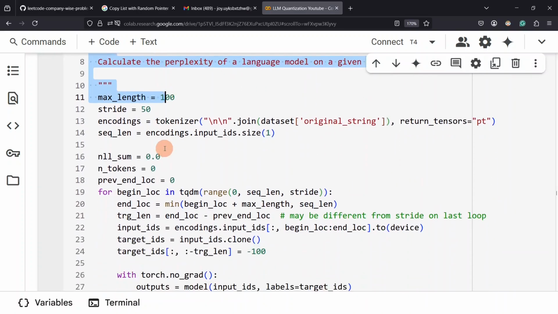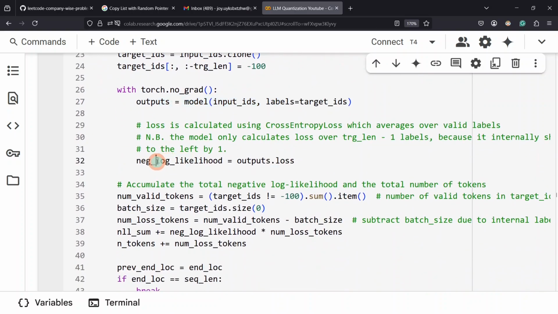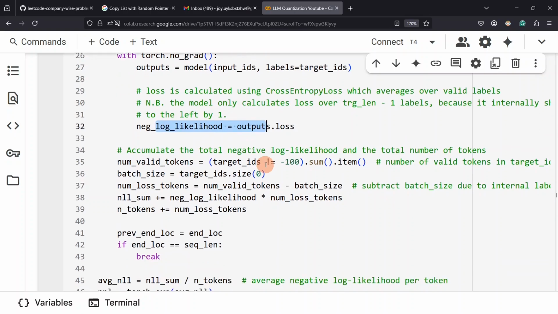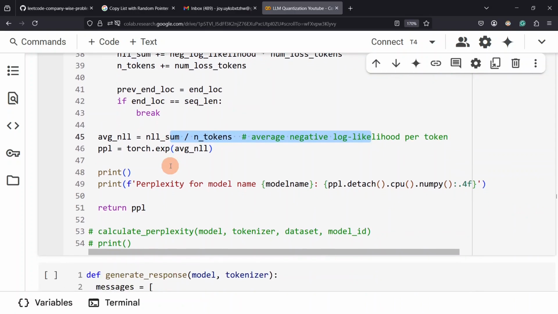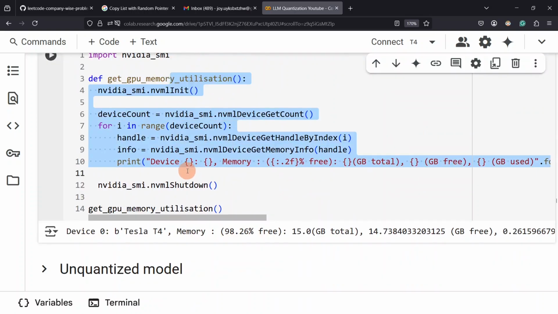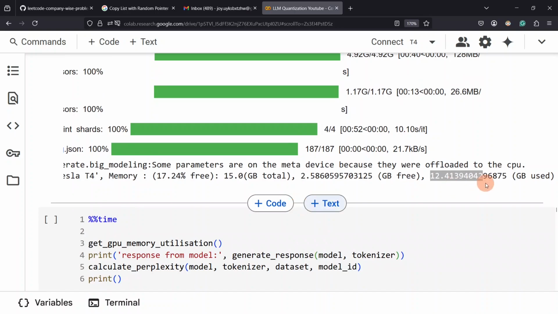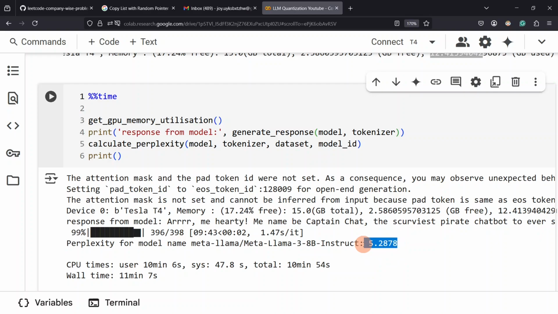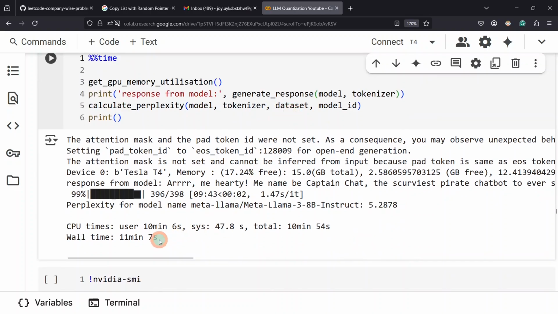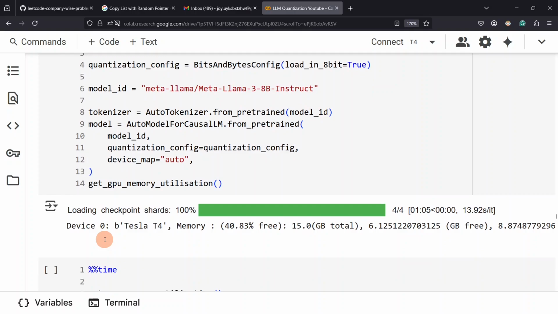This is the code for calculating the perplexity, where we take the outputs from the models and then check the negative log likelihood of the loss and compare it with the actual tokens. Then we average the negative log likelihood per token. So this is the perplexity for the specific model. We also check the GPU utilization using this code. We have just seen that loading the base model takes around 13 GB. If we calculate the perplexity, we get 5.28, and for 100 samples it takes around 11 minutes. We can compare this to the 8-bit model quantized using BitsandBytes.